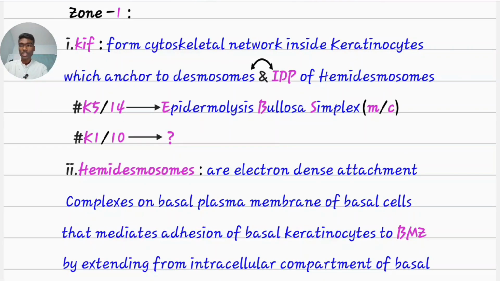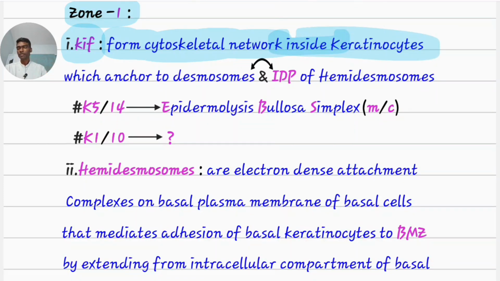Coming to individual components of the basement membrane. From zone 1, which contains keratin intermediate filaments, which form cytoskeletal network inside keratinocytes. Just like our human body has bones as a skeleton, cells also contain keratin intermediate filament as its skeletal network. So it is called cytoskeletal network.